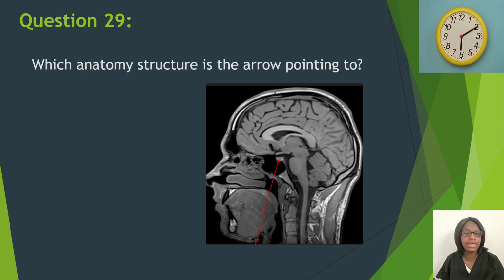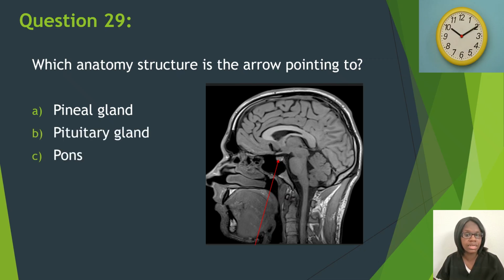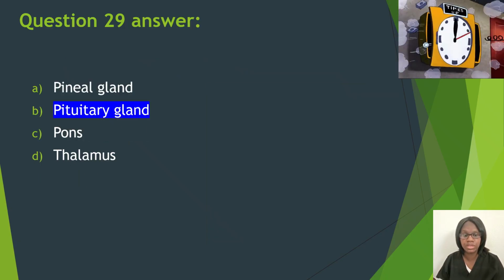Question 29. Which anatomy structure is the arrow pointing to? A, pineal gland, B, pituitary gland, C, pons, D, thalamus. All right. The correct answer is B, pituitary gland.